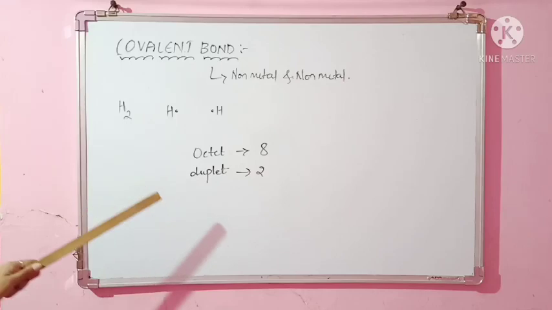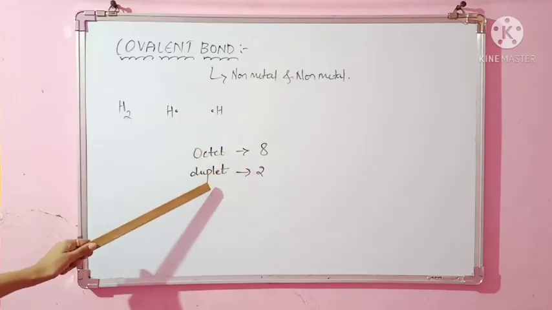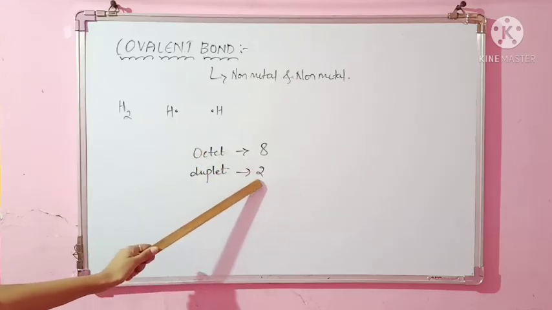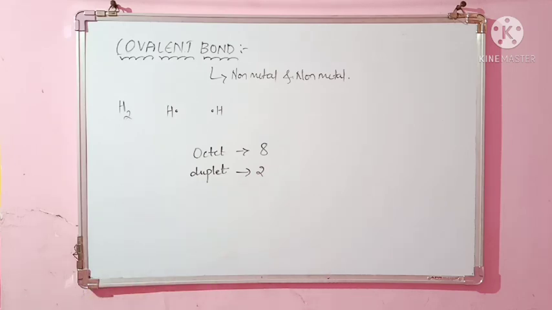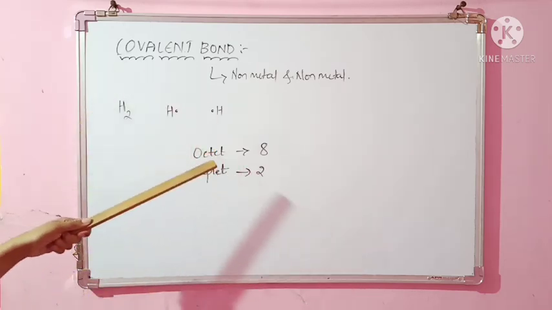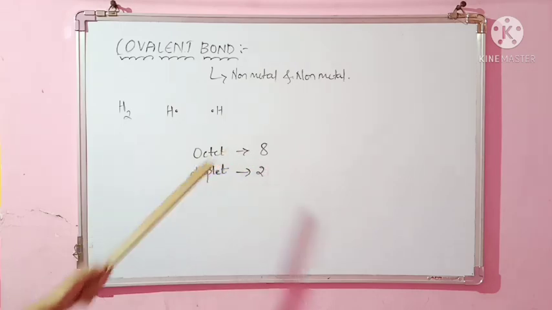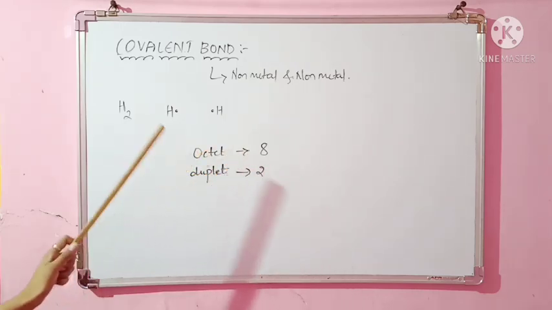So for hydrogen and helium there is an exception. It should fulfill the duplet rule, that is, its outer configuration should have 2 electrons. Then it will be stable. Whereas other elements in the periodic table follow the octet rule. They should satisfy the octet rule, and only then will they be stable.